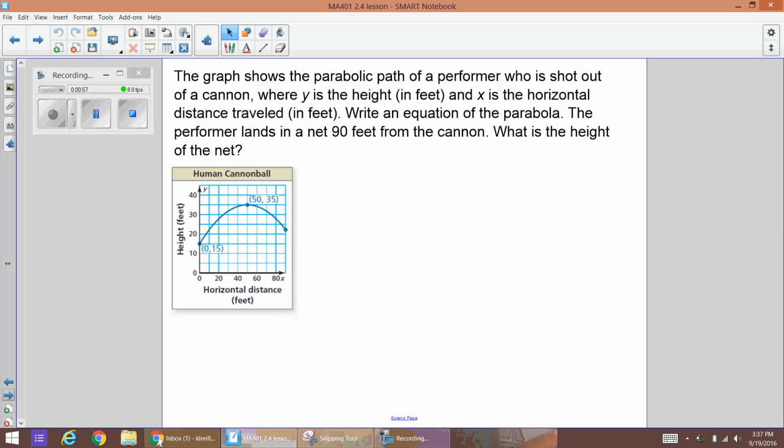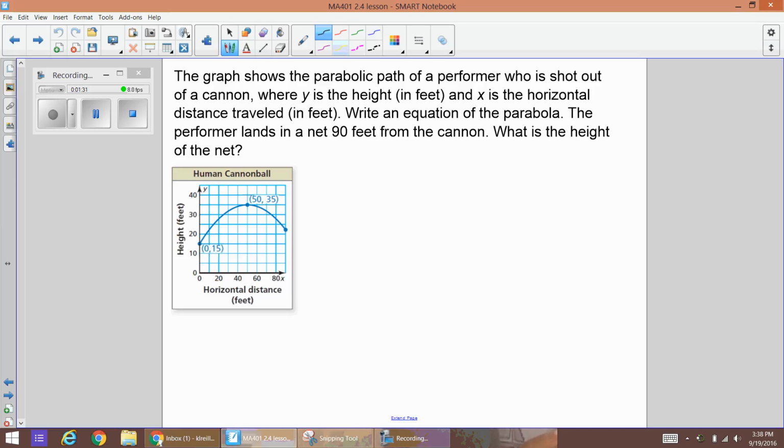So here we go. It says the graph shows the parabolic path of a performer who is shot out of a cannon, where y is the height in feet and x is the horizontal distance traveled in feet. Write an equation of the parabola. That's it. That's the question. Then it says, the performer lands in a net 90 feet from the cannon. What is the height of the net? That is a second question. So this is a two-part question, and we can solve it.